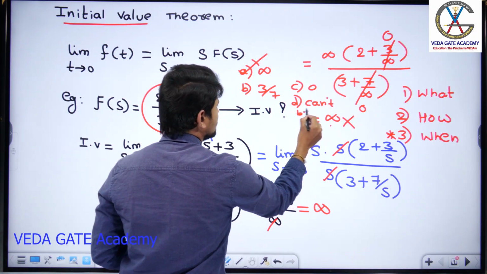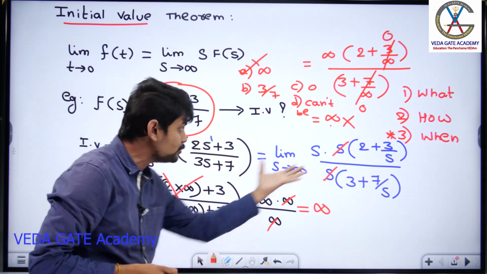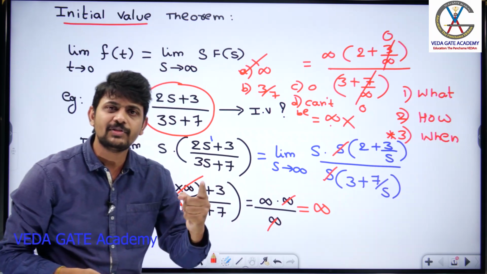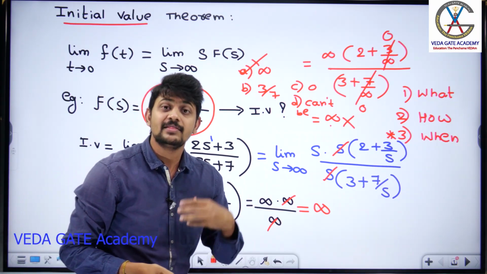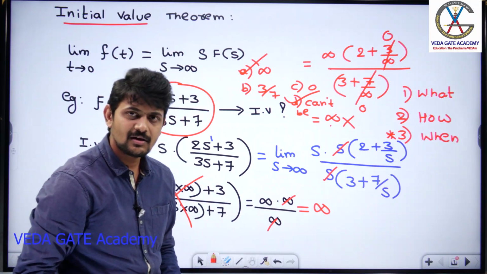So here if you observe, guys, can you tell me what is this function? It is a proper function. There is no need of applying or doing this entire procedure. The moment they have given either a proper or improper function, the simple answer for the initial value is can't be determined. Have you understood? Right.